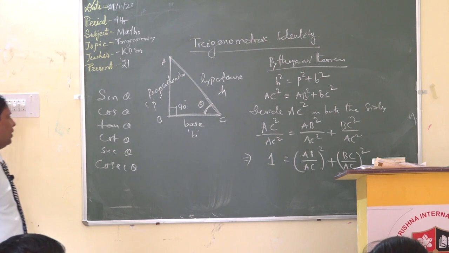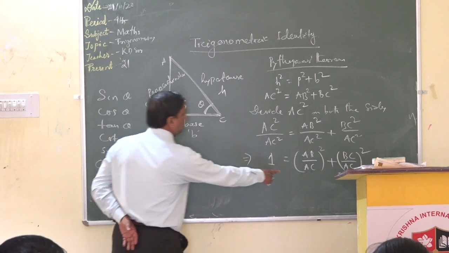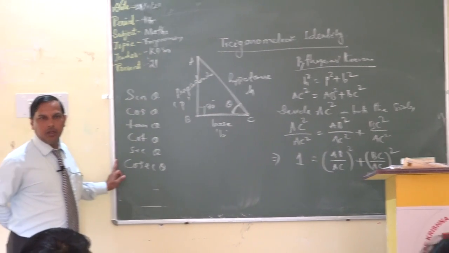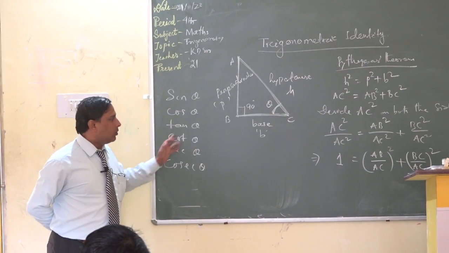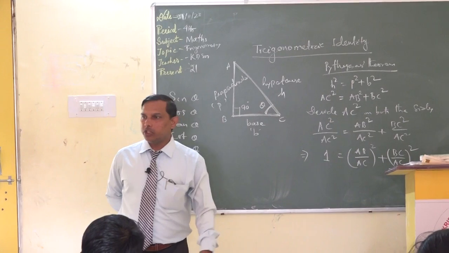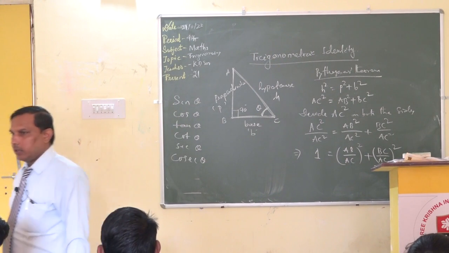Now you can tell me, what is AB by AC? We can relate AB by AC now in terms of the ratios. Which ratio is AB by AC? Anybody?